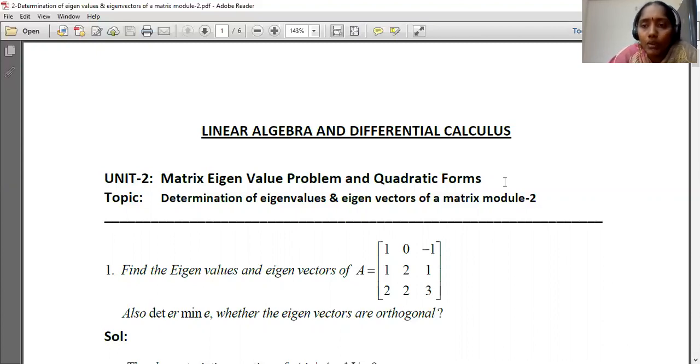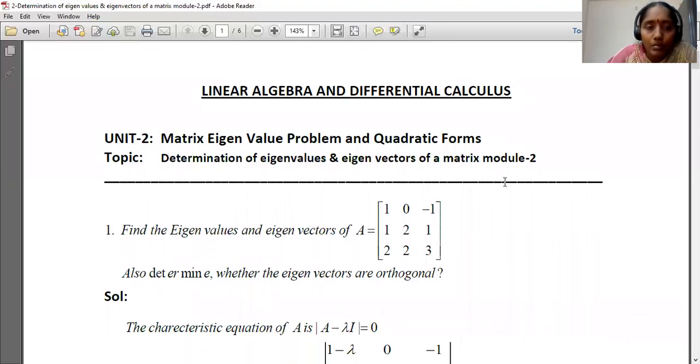What is an eigenvalue? Eigenvalues are the roots of the characteristic equation determinant of A minus lambda I equals 0. Eigenvector means for each eigenvalue there exists a non-zero solution x such that (A minus lambda I) times x equals 0. That x is called the eigenvector.